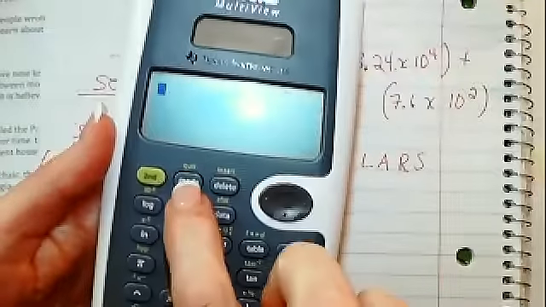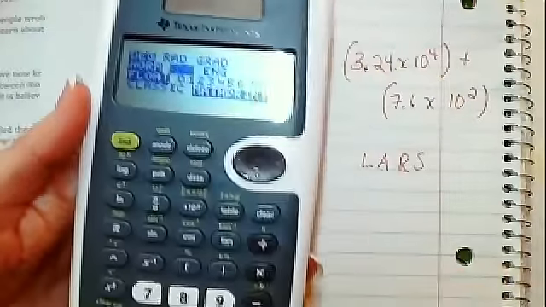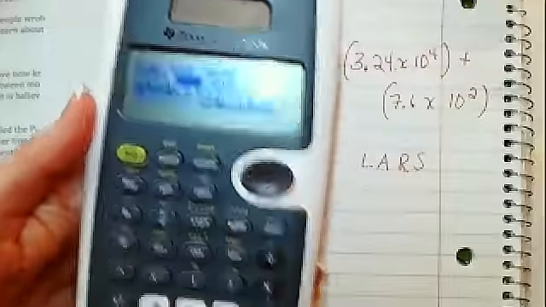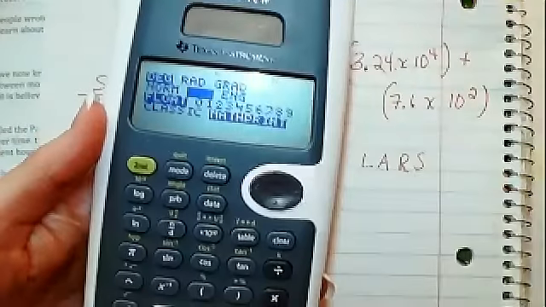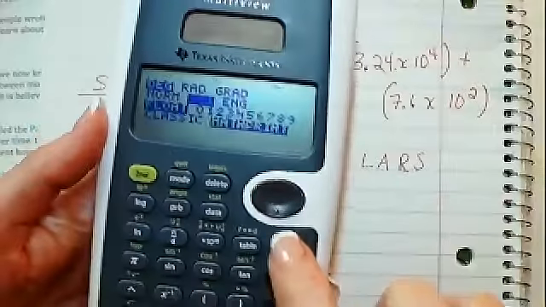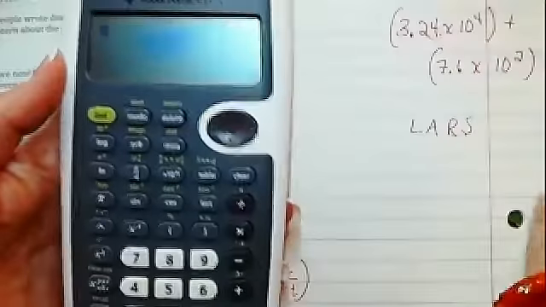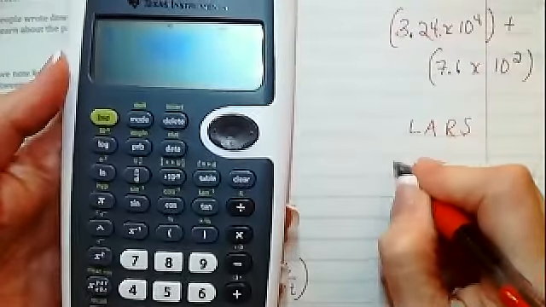So we're going to hit mode. We're going to arrow down to SCI. We're going to hit enter. Now nothing happens except the SCI, in tiny little letters, shows up on the screen. And then to get out of this screen, hit clear. Make sure it's still in scientific notation mode. So let's do another problem. Let's do a math problem.